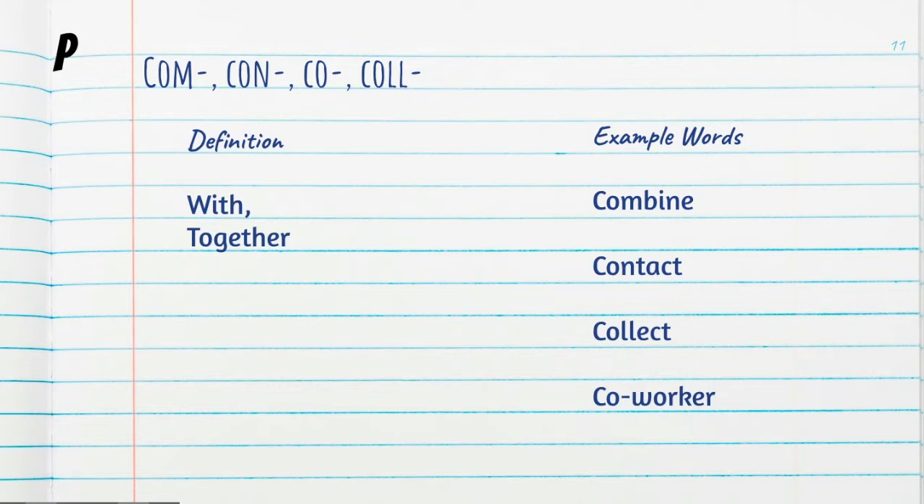There's tons of example words that you can probably think of, but here's a few. Combine, right? So that's you're putting things together. Contact, right? If you contact someone, you're getting together with them. Collect, right? So that's where you're bringing things together. If you are collecting trash, you're putting all the trash together. And then coworker, right? So that is a person that you work with. You're working with that person together. So that is com, con, co, and col. And again, pause if you need to. I'm going to go ahead and go on to the next slide.